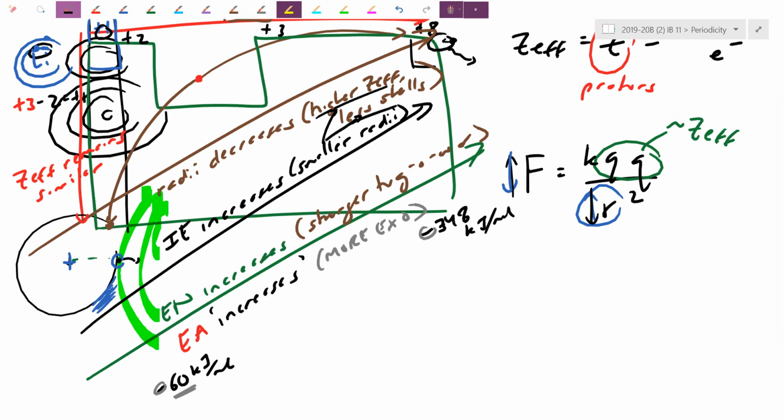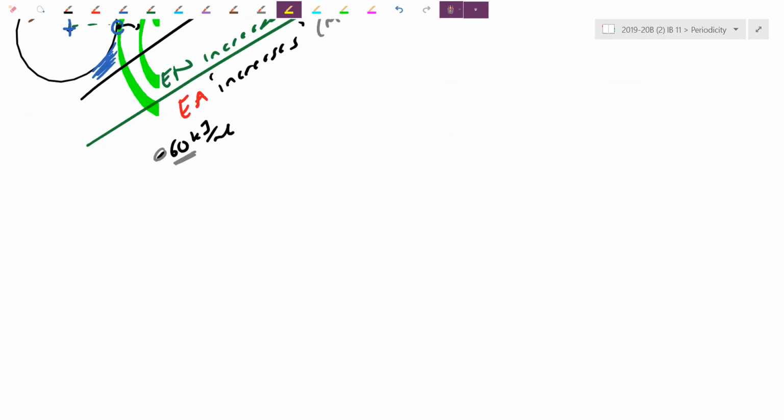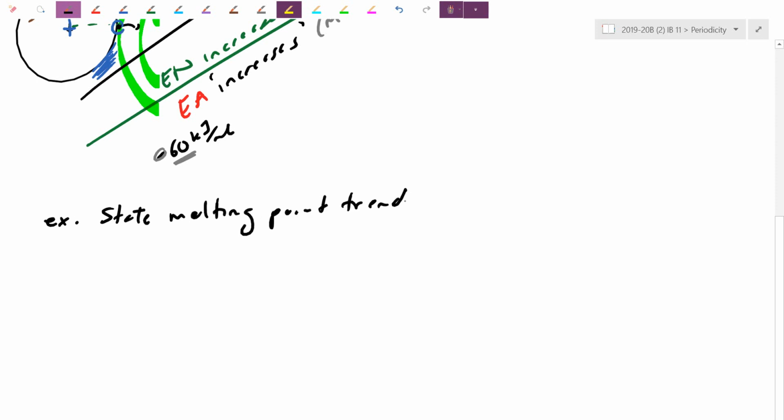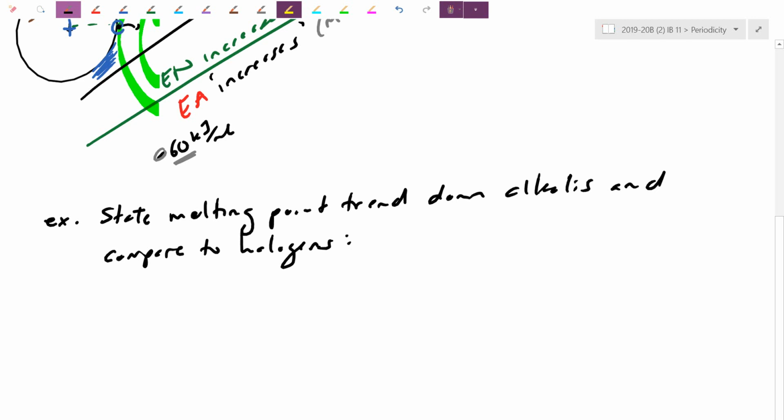Melting point, because we're trying to separate species from species, we're actually trying to break up what are called intermolecular forces, the forces that are in between compounds. They really like asking the melting point question in this fashion. I want you to state the melting point trend down your alkalis and compare to halogens. Okay, so they're specifically picking out 2 groups.